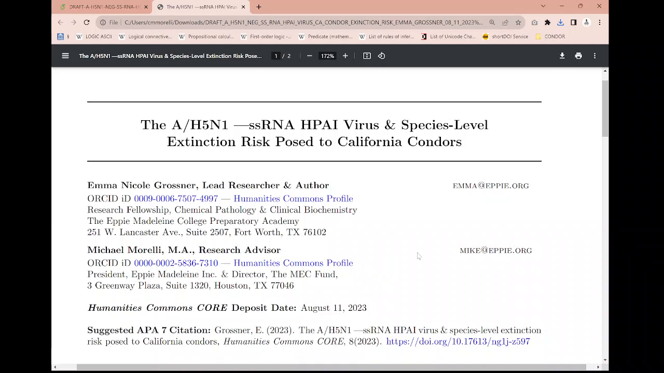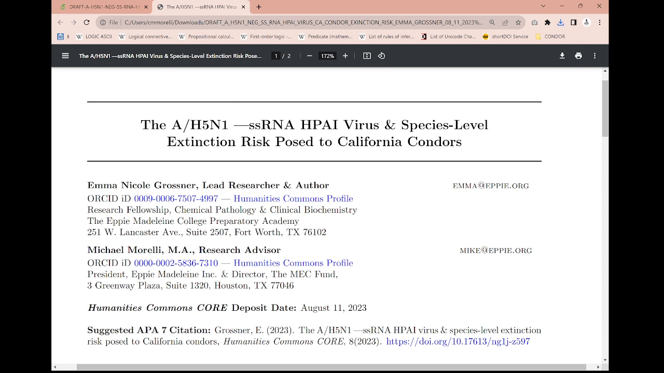All right, so let's get started here on learning about the negative sense single strand RNA alpha influenza type H5N1. This is hemagglutinin number 5 and neuraminidase number 1.